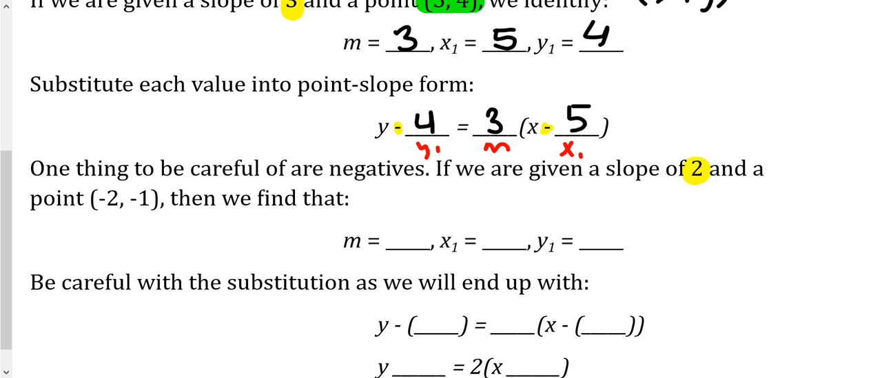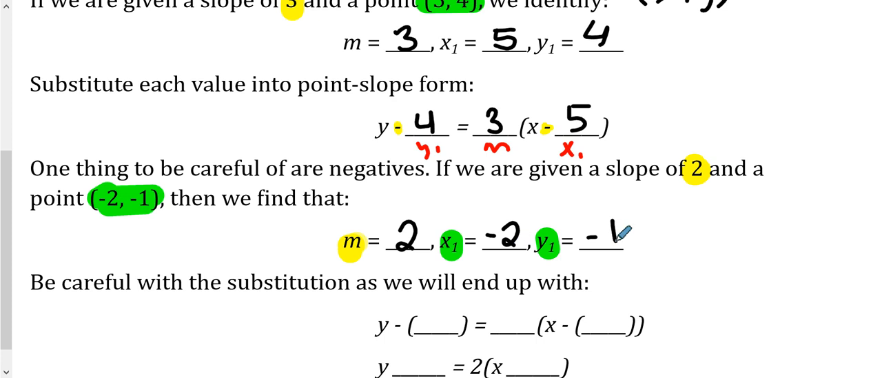So this time we have a slope of 2, so it's going to tell us our m. And then we have a point where both our x and our y coordinates are negative. So we're going to have to be extra careful about what we put in for x and y. Right, m is that slope of positive 2. Our x coordinate was negative 2. Our y coordinate was negative 1.